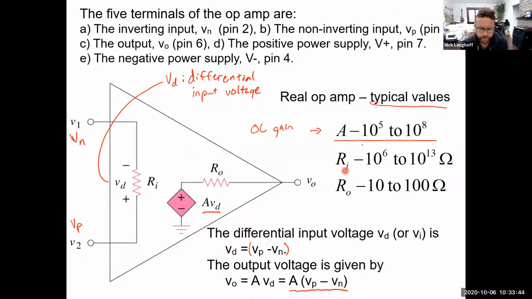And how about the input impedance? The input impedance, while not infinite, we can get pretty good. At least a megaohm, 10 to the 6 ohms, and oftentimes much, much higher, even up to, in some op-amps, a few teraohms, which is 10 to the 13, that'd be 10 teraohms. Okay, how about the output impedance? And I'm saying impedance now instead of resistance.